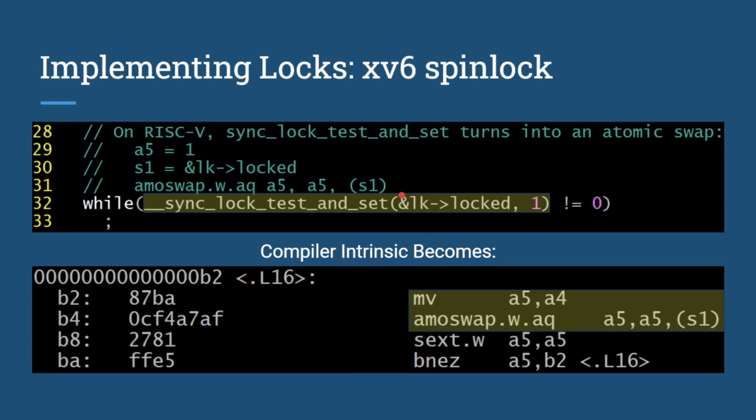So we can see xv6 implements a spin lock using an atomic operation. So this is no longer code with a race condition. It is still code that has a loop that is very inefficient. So there must be a better way to do this.